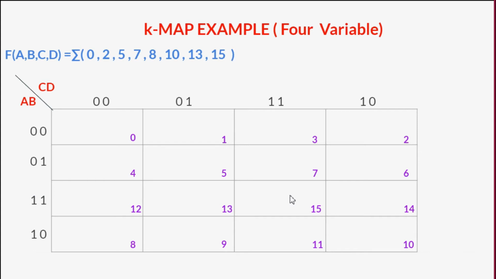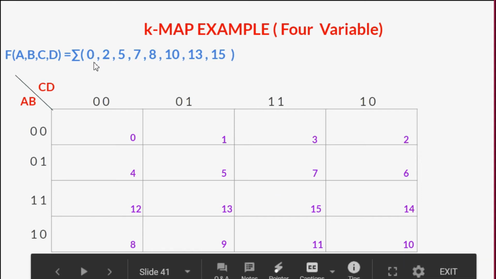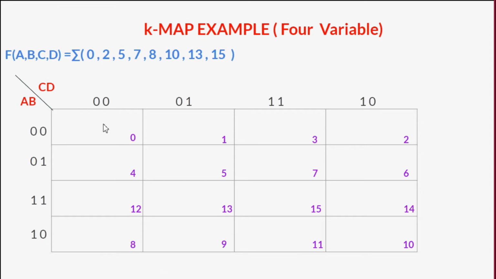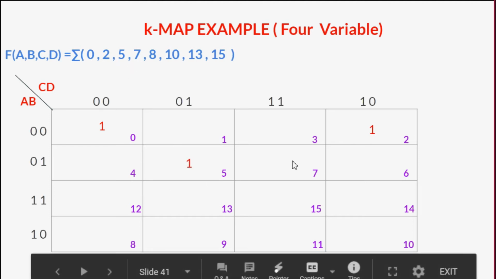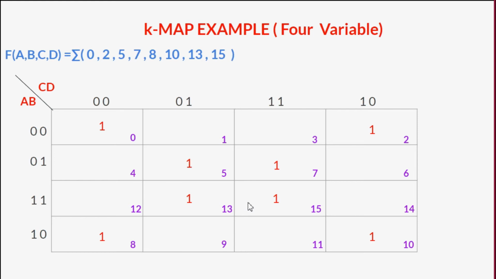Now see, it takes only a fraction of a second to solve your equation. My equation has this value, 0, so I'm going to put a 1 wherever cell 0 is represented. This is my cell 0. Next is 2, so I'm going to put 1 there. Then 5, I'm going to put 1 there. Then 7, then 8, then 10, then 13, and then 15. So these are the terms given in my equation.